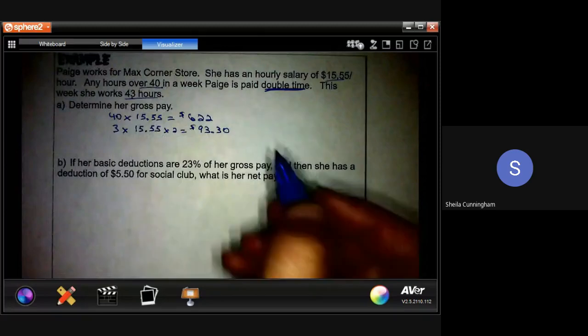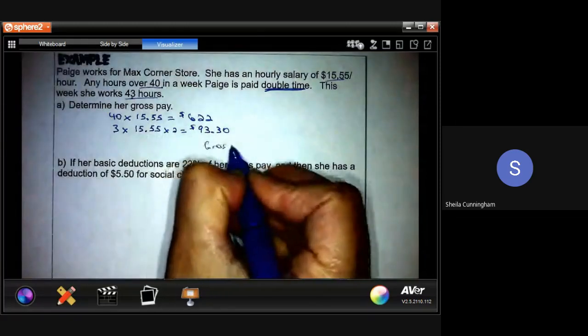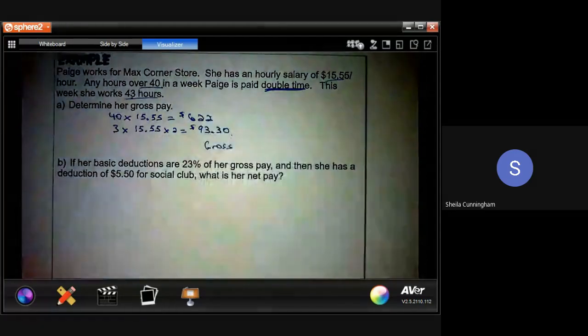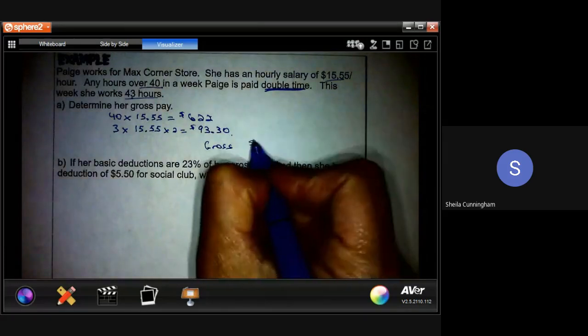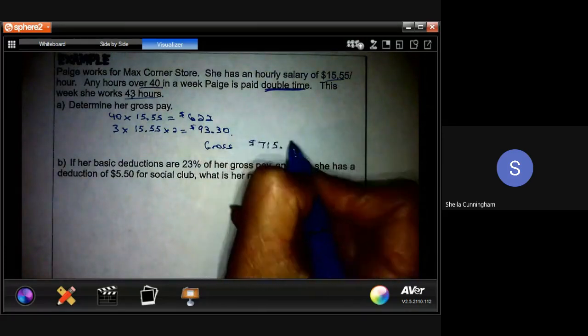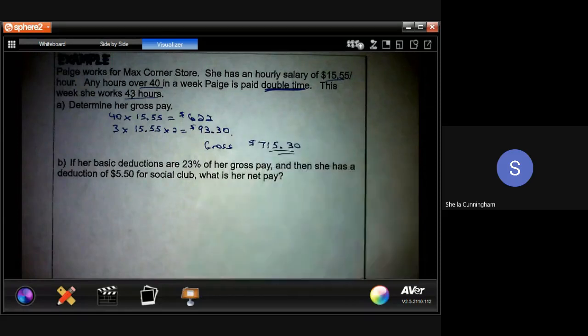So now to find out what her gross pay is, we're going to add both her regular hours with her overtime pay, and we're going to find out that she made $715.30.